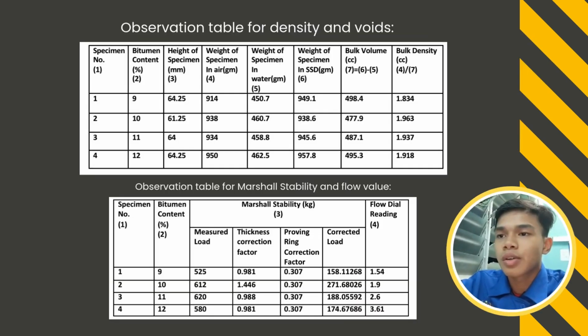Okay, as you can see, this is our observation table for density and voids. So we have specimen number, bitumen content, height of specimen, weight of specimen in air, weight of specimen in water, weight of specimen in SSD, bulk volume, and bulk density.